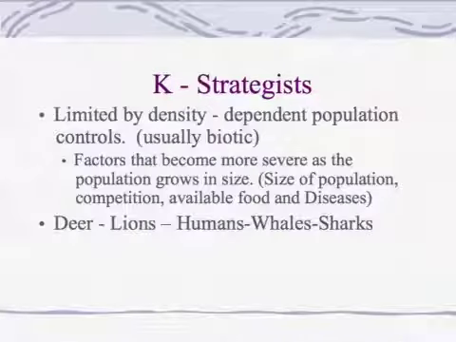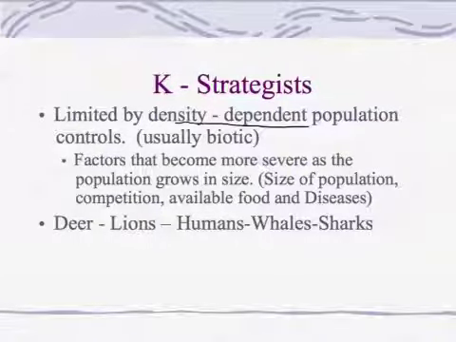Here's a little bit more on the K strategists. They're typically limited by density-dependent factors. So those are usually biotic factors. So remember, biotic factors are living factors, factors that can become more severe as populations grow in size: size of population, competition, available food, and disease. A few examples of these K strategists are deer, lions, humans, whales, and sharks.